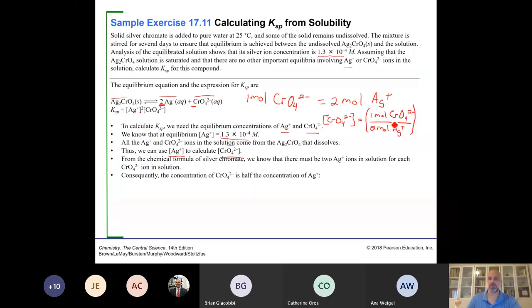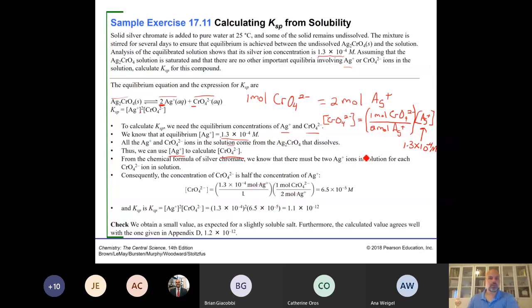Right. And we're going to multiply that by the concentration of our silver ions. So all we're doing is plugging in this number. We know that that number here is 1.3 times 10 to the minus 4 molar. So you can see we're multiplying by a half because of the conversion factor. There we go. So that gives us our concentration here. We simply multiply by half. We get 6.5 times 10 to the minus 4 molar for our concentration of our chromate.